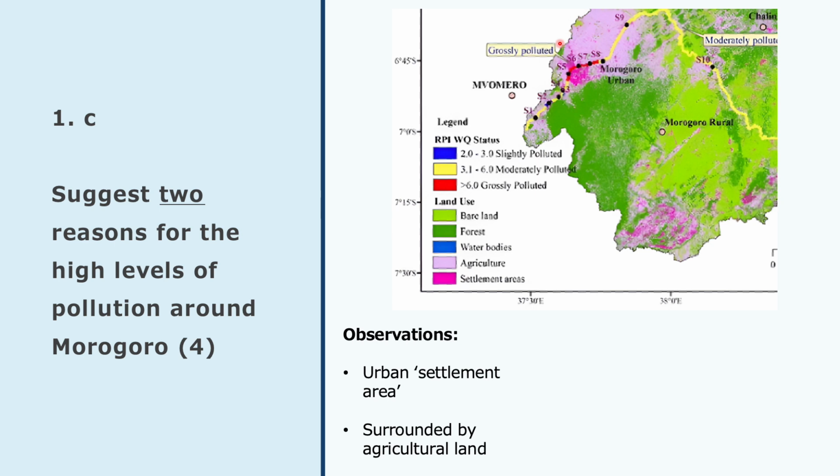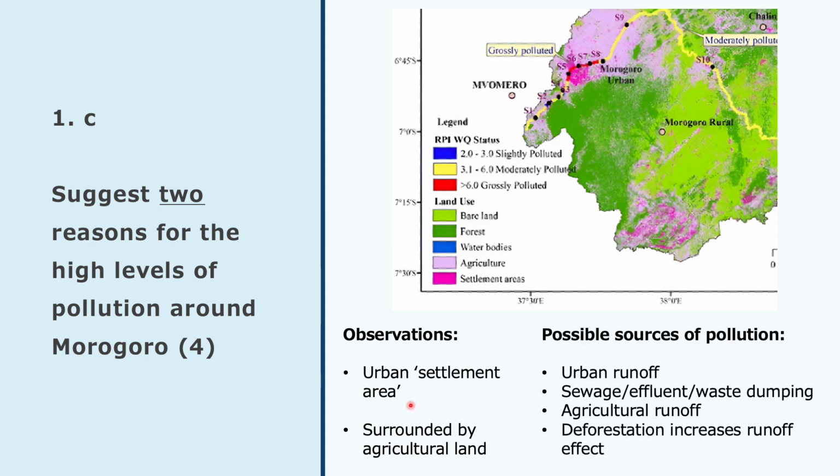And so using my knowledge of different geography processes, what are some possible sources of pollution that might come from these types of land uses? There could be some urban runoff, some sewage or effluent or dumping of waste, some runoff from agriculture, and not so much a pollution itself, but something that might cause additional pollution is deforestation, because it increases the runoff effect and increases runoff rates. So a deforested area is going to convey pollutants into a stream more efficiently than a forested basin.